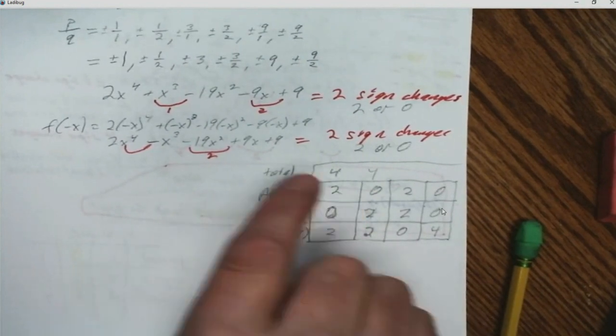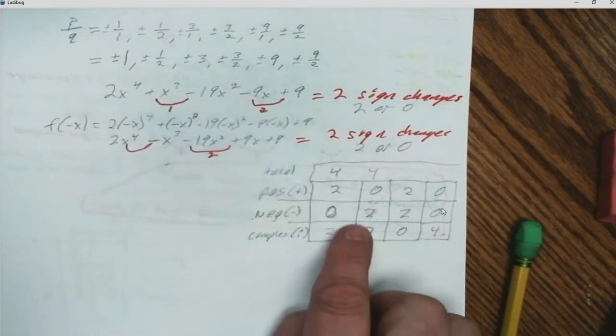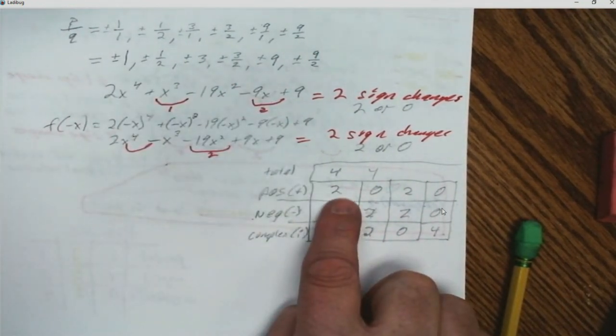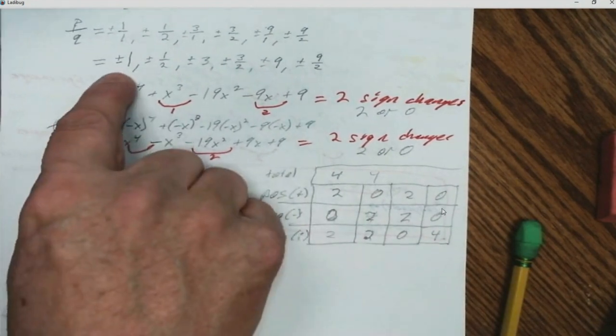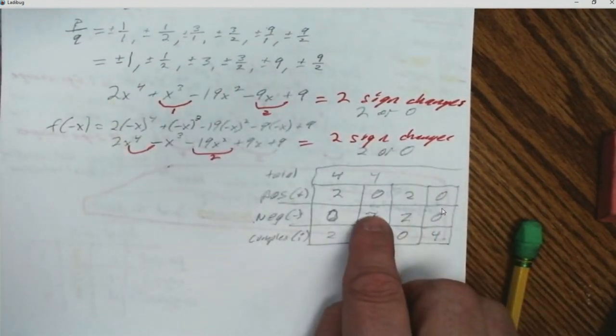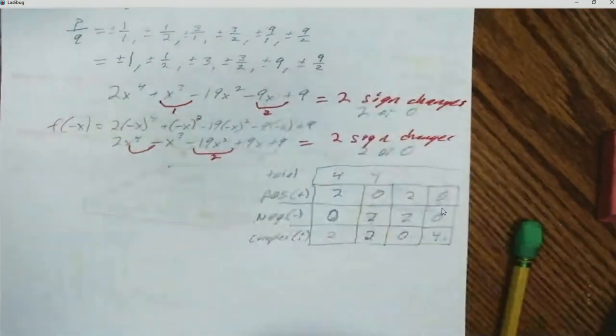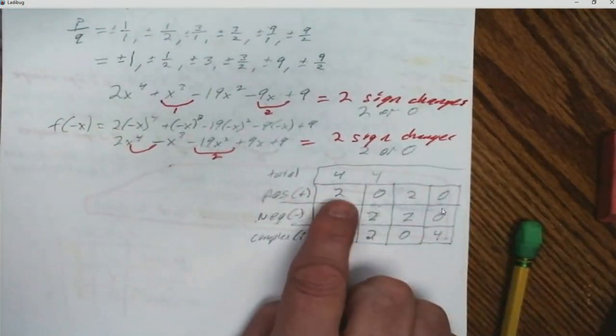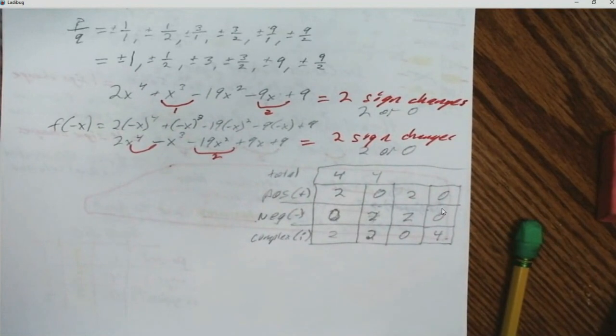Once you find 1 positive, you know there's going to be a second one. And the same thing with the negative numbers. If you find 1, you know there's going to be a second one. But once you find the second one, you can stop. You don't need to check them all. There's not going to be more than 2 positive. There's not going to be more than 2 negative because of the Descartes rule of signs.